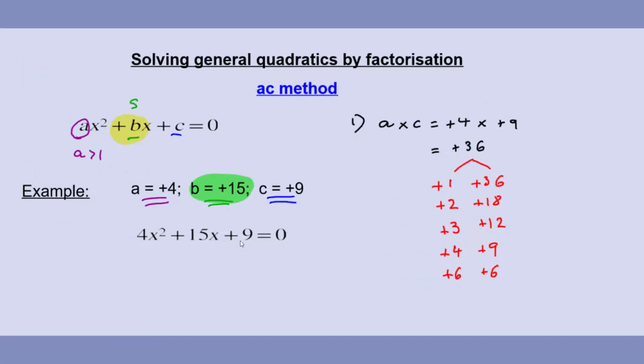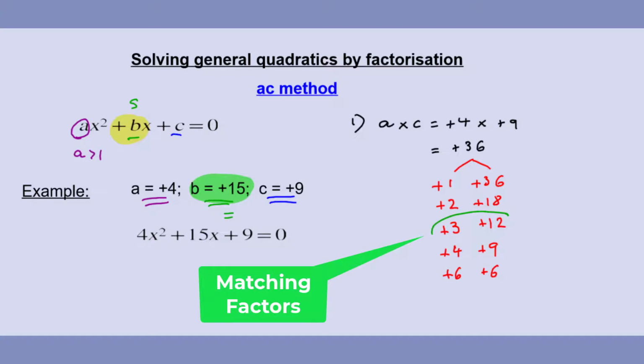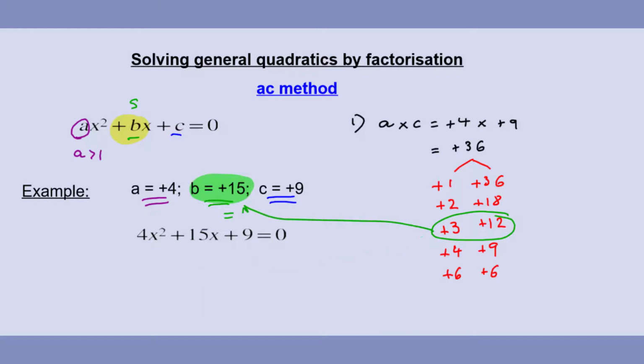But now we have to decide which two factors we need to consider to factorize our quadratic. We need to look for the matching factors. In our case it's plus 3 and plus 12 that would add up to give plus 15, the value of b, which is the coefficient of x, the sum. Now we found our matching factors. We're going to use them to incorporate in our quadratic in order to solve. So that's step 2 done. We found the matching factors.